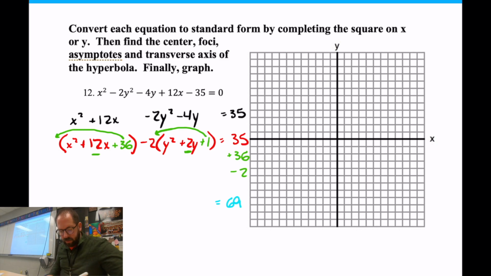All right, and then on this side, I'm going to factor these things apart. That's x plus 6 squared, and this is a, what, y plus 1 squared? What do we have to do last? Divided by 69. Yeah, divide by that number. So we're going to divide by the 69, divide by 69, and divide by 69.